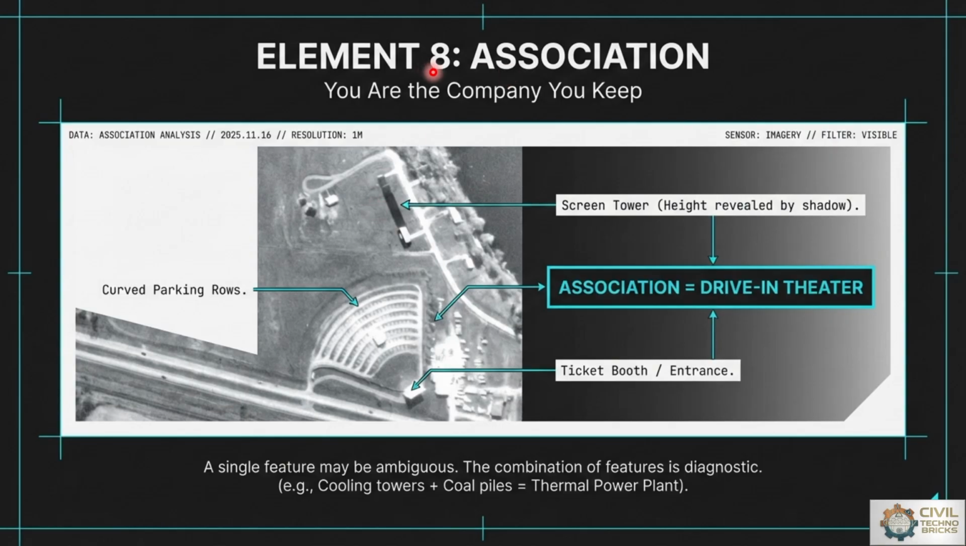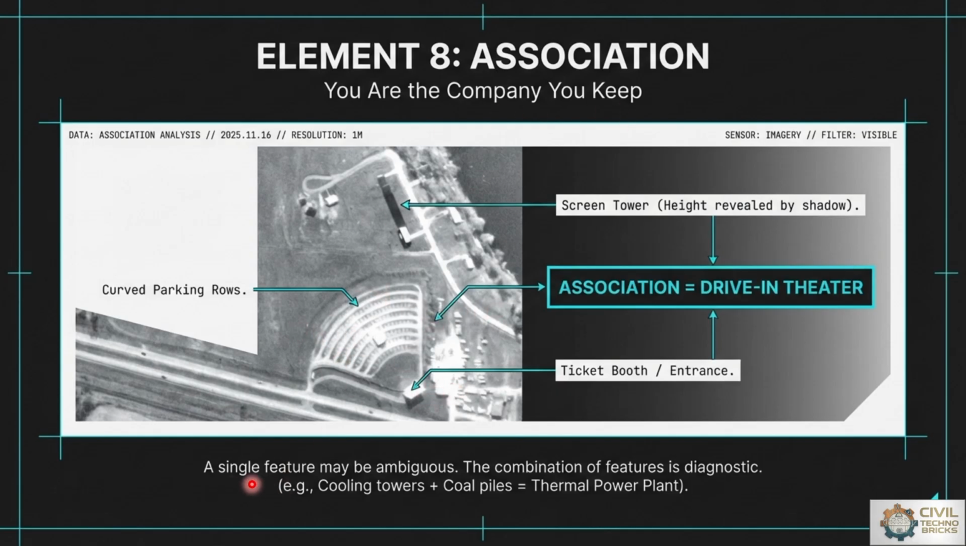Next one will be the association. Here, the company you keep means the association that describes the actual occurrence of one feature relative to the nearby objects or the environmental conditions. So here the curved parking roads are related to the screen tower. That will be the association: drive-in theater equals ticket booth or the entrance. Just like here, these are the seating arrangement.